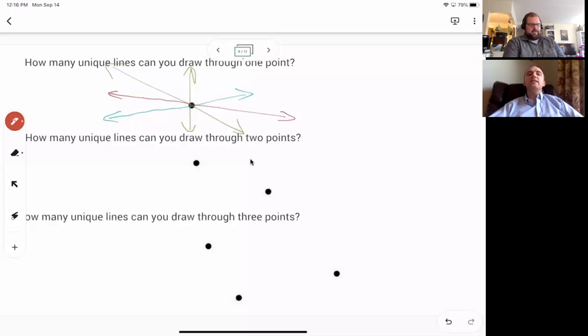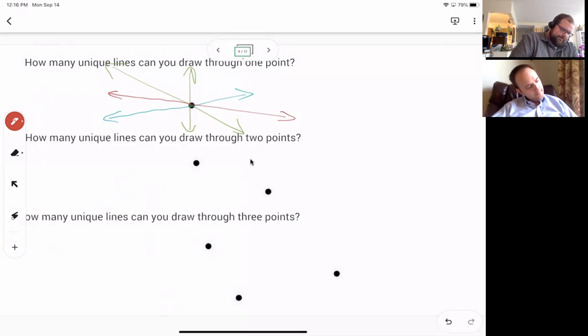We say that there are infinitely many unique lines. Yeah, and this is because even if we could zoom in and really be able to draw between the spaces, hopefully we can see that there's not ever going to be a way to stop drawing lines. You can just keep going. But what if we then have to connect 2 points instead of just one?